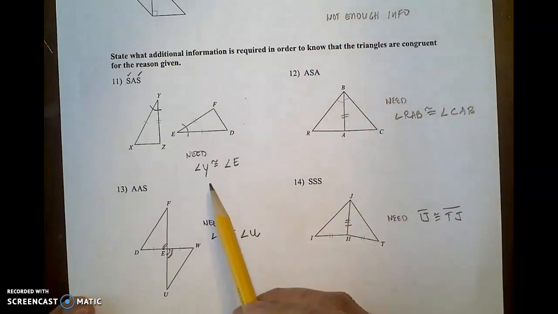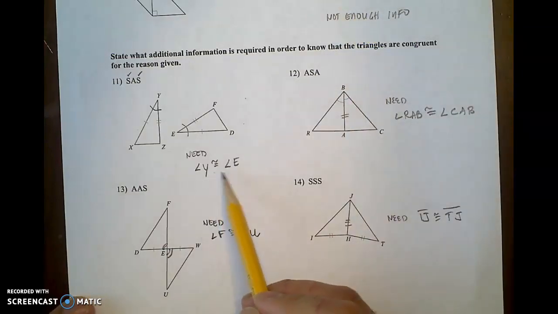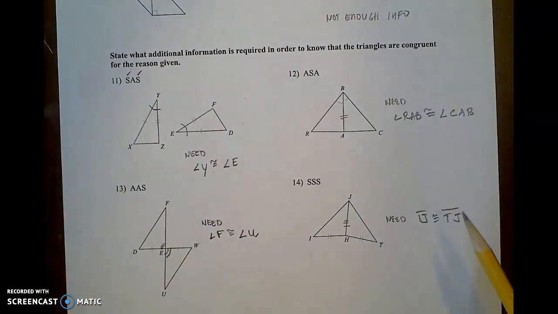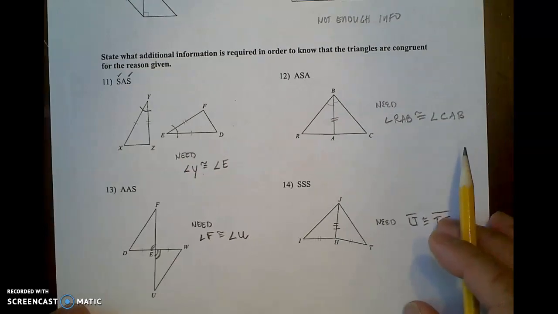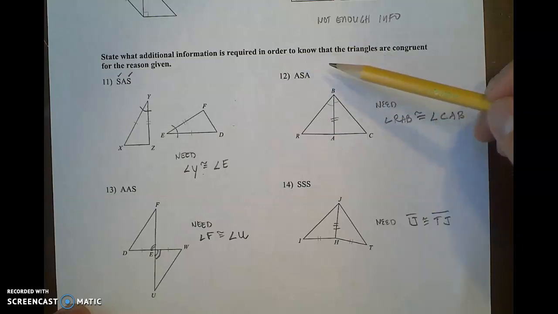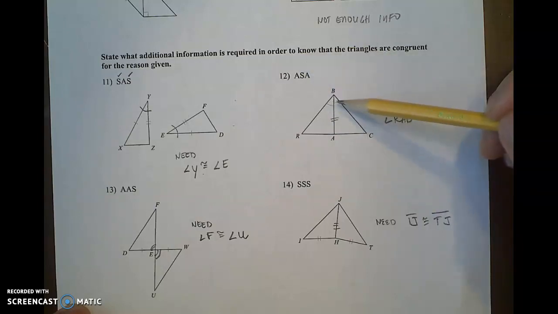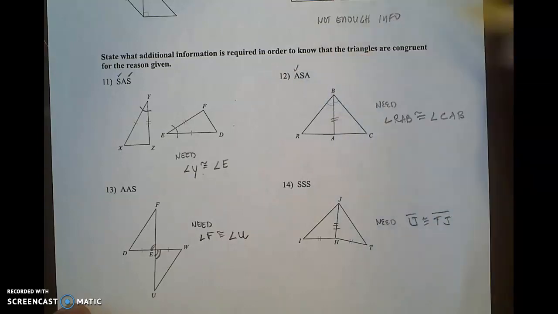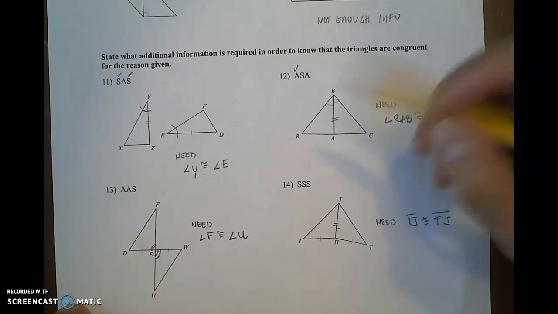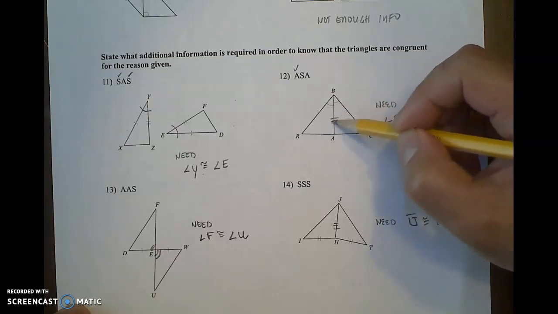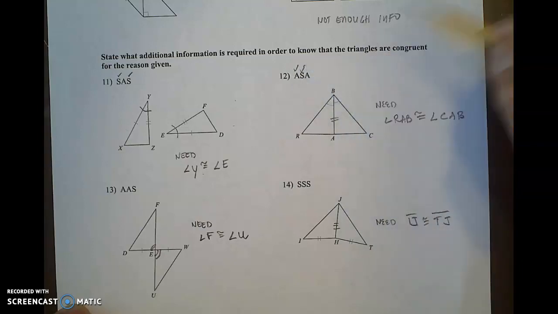Alright, so therefore we need angle Y to be congruent to angle E if we want to do SAS. Number 12, we want to prove these two triangles congruent by angle side angle. So again, we are initially given an angle from each, so I have one of the two A's. And we also know, while we're not given this, that they share this side, so we can tick mark that. So that gives us our S.